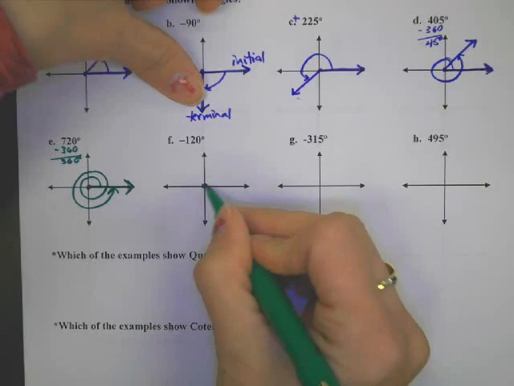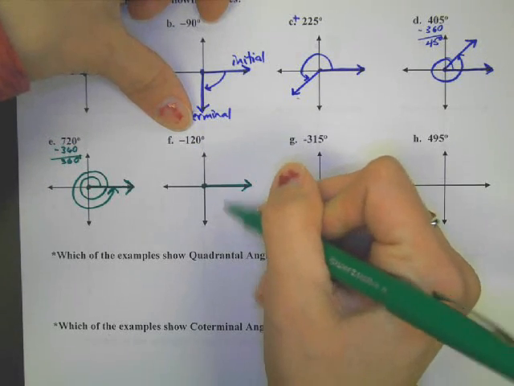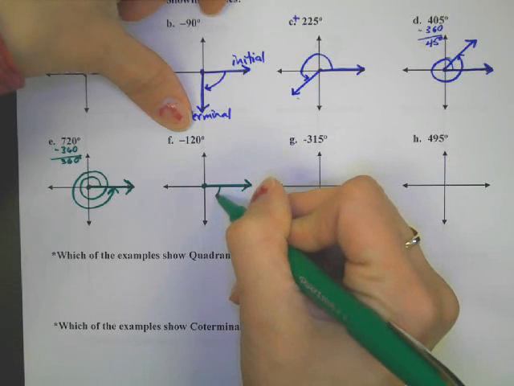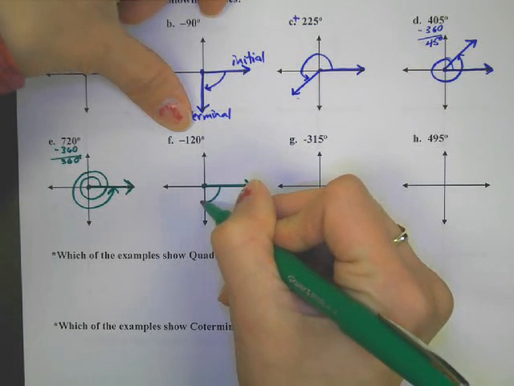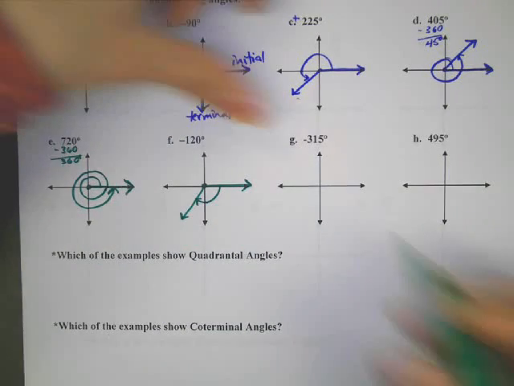A negative 120, let's start right here. Negative swings up or down? We're going to have to swing down. Negative 90, keep going. We need some more. Negative 120 is going to stop right here in quadrant 3.